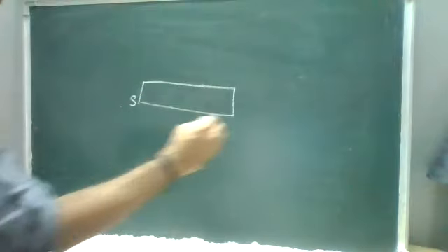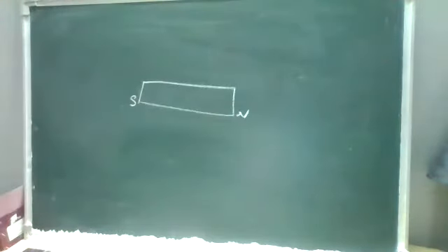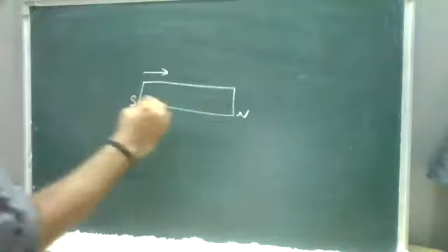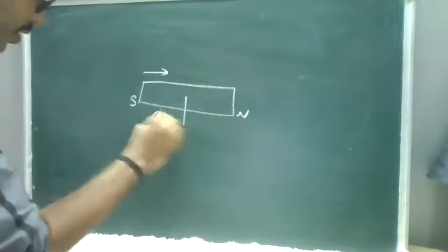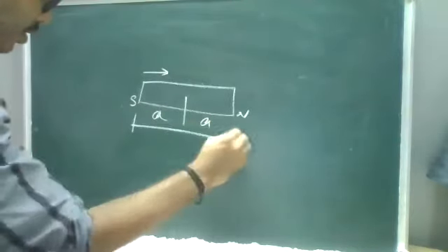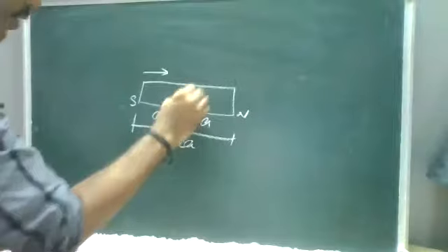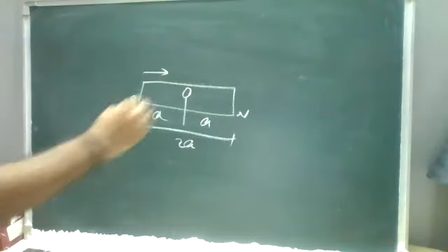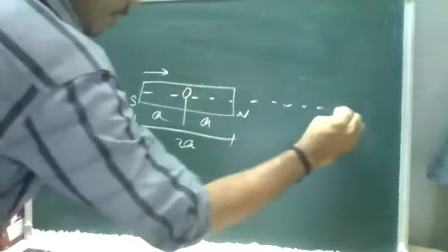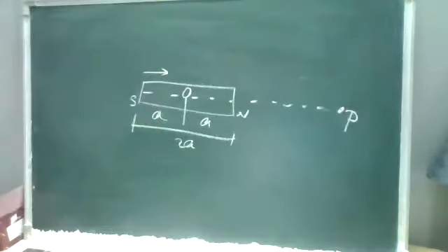For the axial line, assume there is a bar magnet with poles S and N. The direction of the magnetic dipole moment is from S to N. It is equally divided into distances of a and a, so the total length is 2a, with center O. On the same axis, I'm taking a point P.